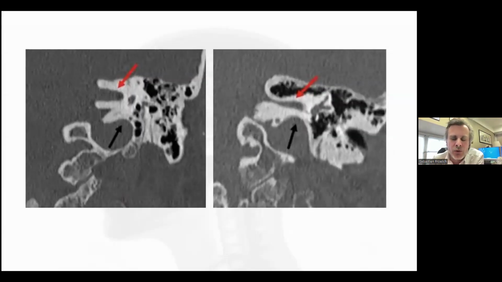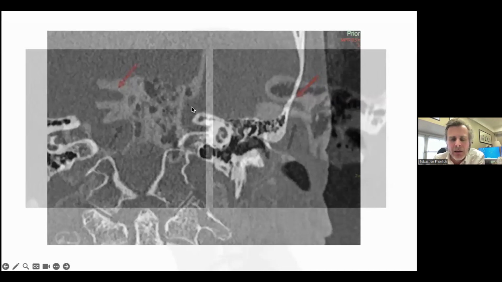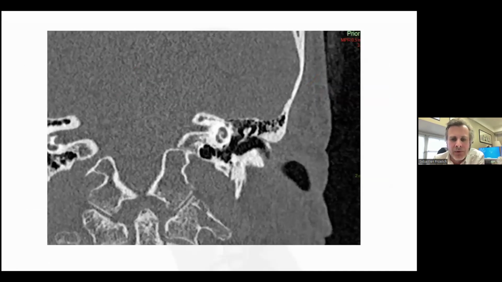Here it's the same for the roof of the internal auditory canal. Sometimes it's pneumatized like here. Sometimes it's a thin piece of cortical bone.